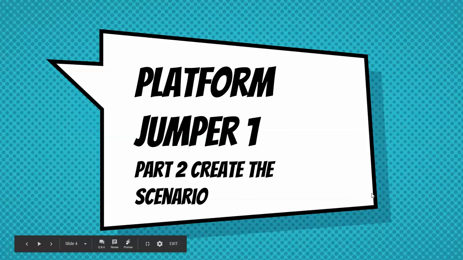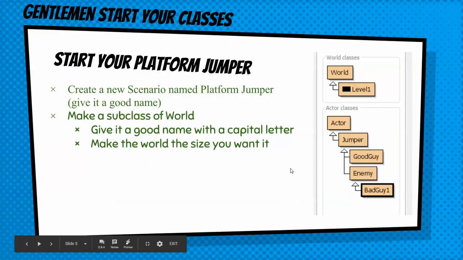All right, ladies and programmers, we're going to do Platform Jumper 1. We're doing part 2. We're going to create the scenario. So far at this point, you should have already done the brainstorming guide, so you have an idea of what you're trying to do. You've made sure that you're following my ratings, and now we're actually going to get started.